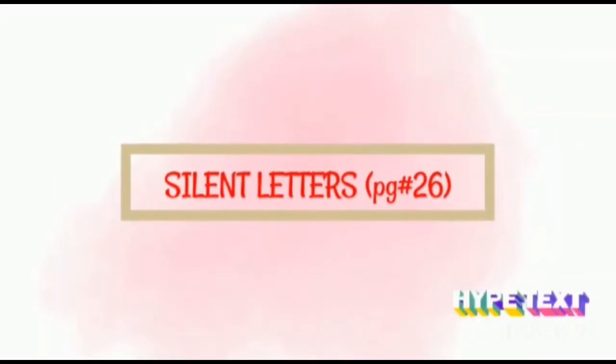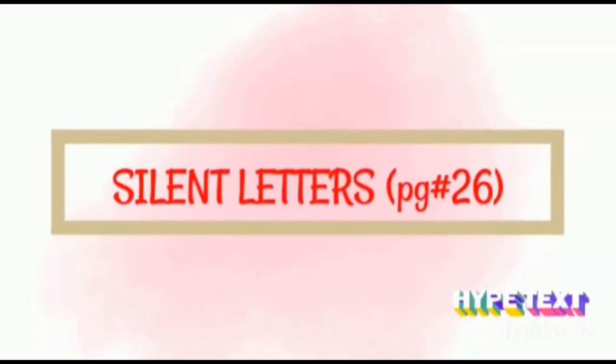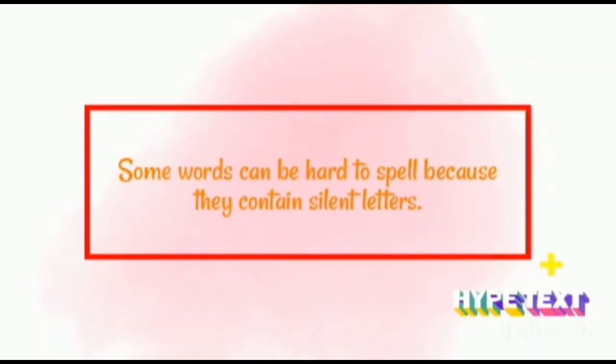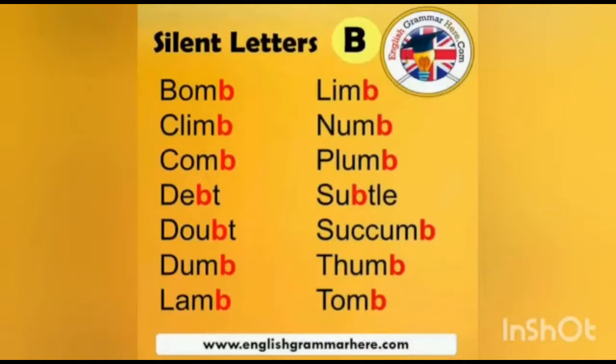Our second topic is silent letters, page number 26 of your book. So what are the silent letters? Some words can be hard to spell because they contain silent letters. Kuch word aise hote hain jo hum spell nahi kar pate ya different spell hote hain, pronunciation different hoti hai, just because they have a silent letter. Unme silent letter hota hai. For example, if B is silent, so how do we pronounce these words? Bomb, climb, calm, debt, doubt, dumb, lamb, etc.